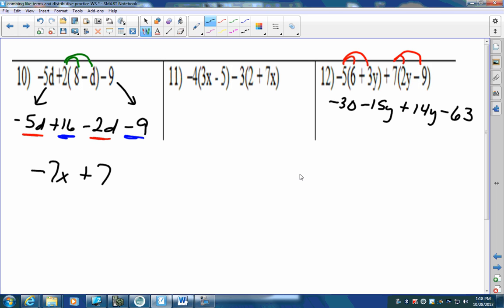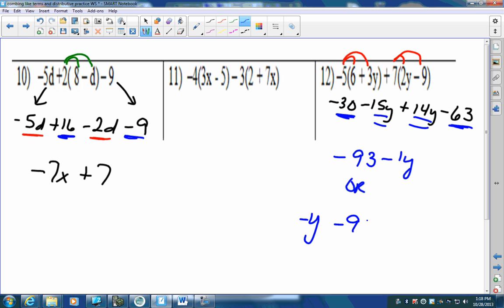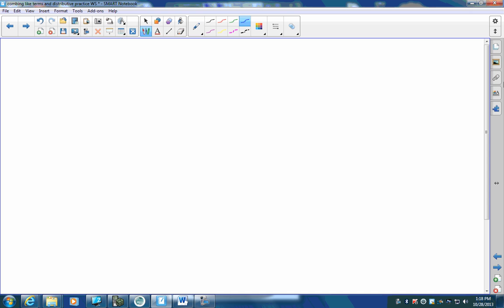Once you do that multiplying, now let's put together the things that are alike. Negative 30 minus 63 is negative 93. And I have negative 15y and positive 14y. So it's negative 1y. Or you can write it negative y minus 93. That would mean the same thing. Now, with all of this, flip your paper over to the back.